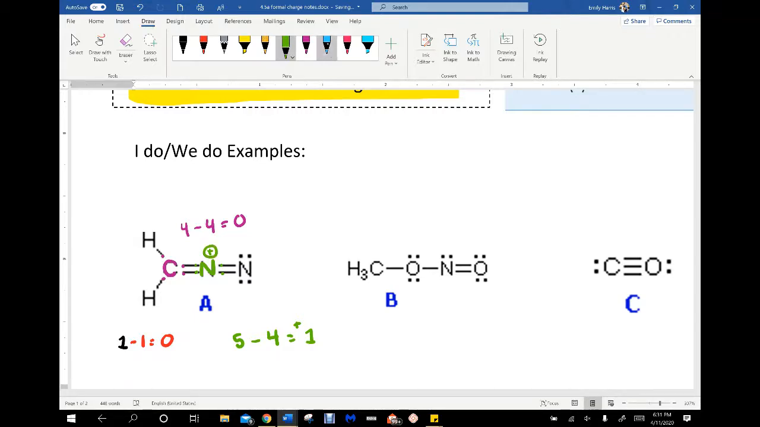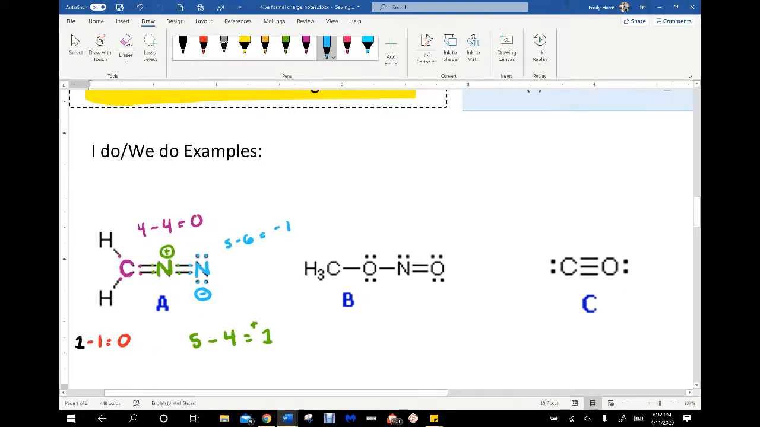Now let's take care of the nitrogen on the end. So nitrogen again starts with 5 valence electrons. Let's count around. 1, 2, 3, 4, 5, 6. 5 minus 6 gets us negative 1 for this nitrogen. So we'll put a negative in a circle. And it works out because overall the molecule is neutral. So positive 1 plus negative 1 equals 0. All right. So now let's go ahead and try B.